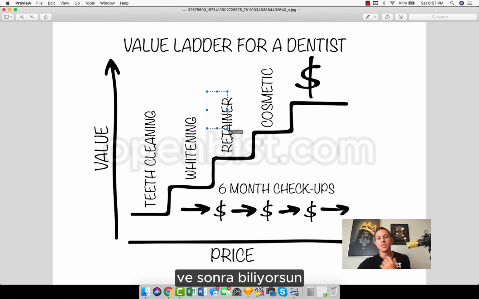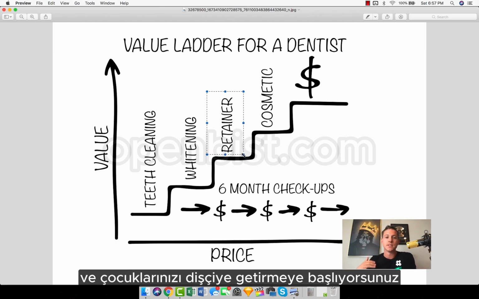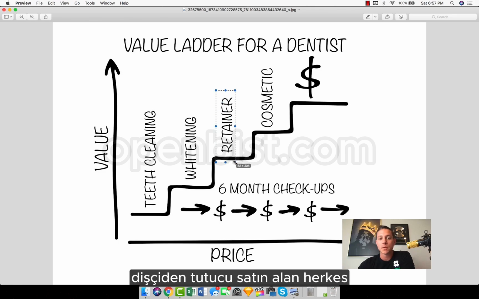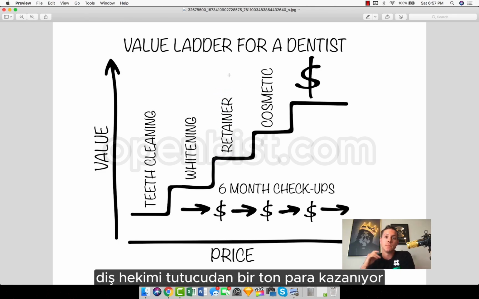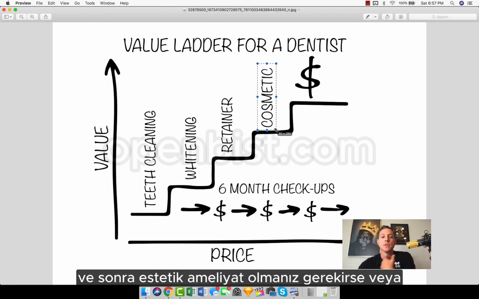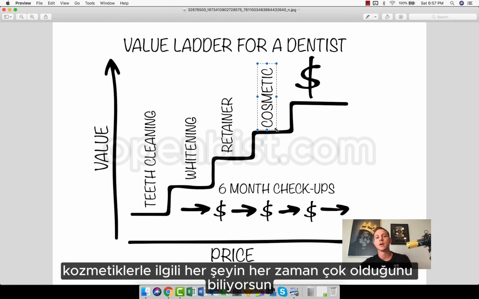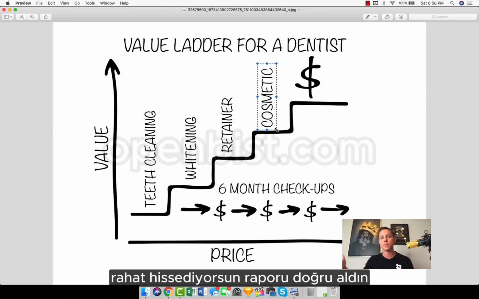And then 6 months later or a year later, a retainer, or if you have kids and you start to bring your kids to the dentist. Anybody who's bought a retainer from a dentist knows that these things are ridiculously expensive. And so the dentist is making a ton of money on the retainer, right? And then if you ever have to get cosmetic surgery, anything related to cosmetics is always very, very expensive out of pocket. And if you already have a dentist, you're going to go to that dentist to do it because you have that relationship. You feel comfortable. You have the rapport, right?